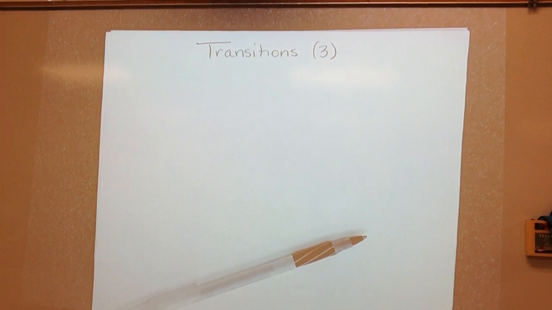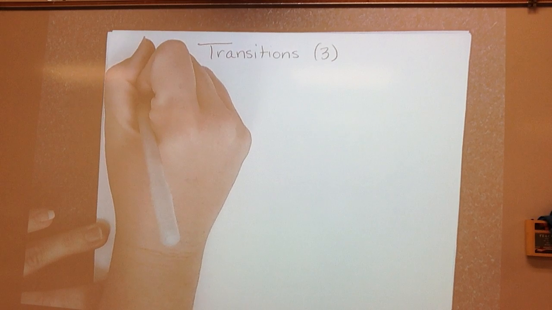All right, day 3 of transitions. Today we're going to look at greatest common factor and least common multiple. I'm going to show you a couple ways of doing this. I'm sure it will look familiar to you once we get into it. But let's look at the definitions of these first.